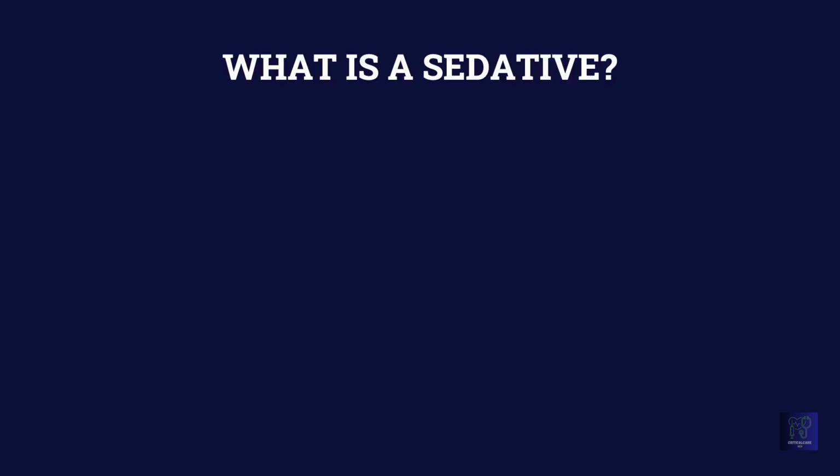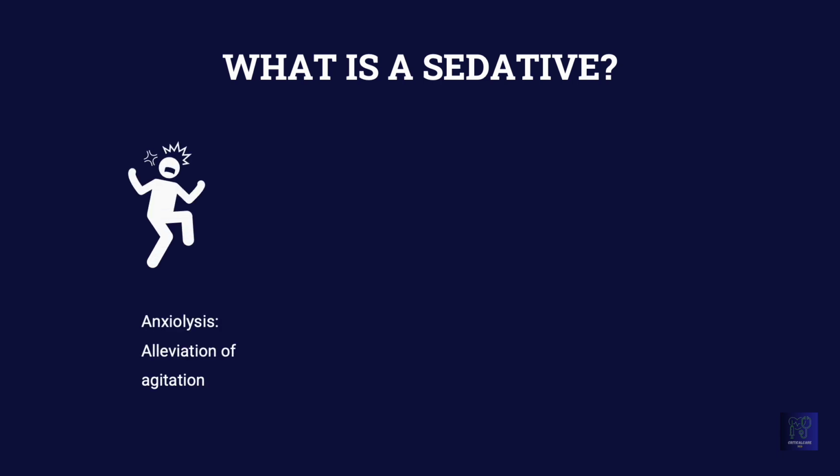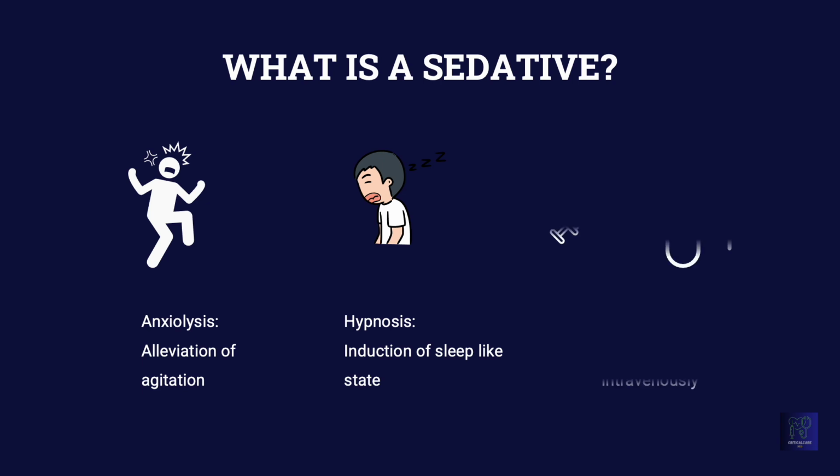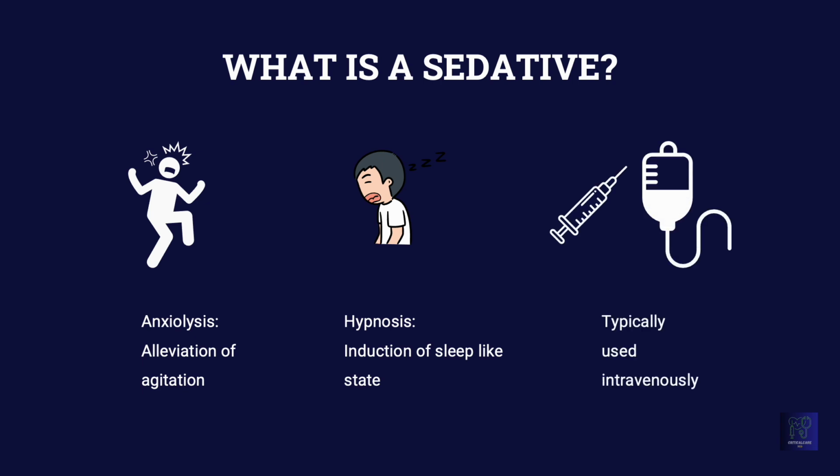There is no standard definition for a sedative, but generally speaking, it is a medication that treats anxiety. It also has additional effect of inducing a sleep-like state or depressed level of consciousness, especially at high doses. Finally, it's typically used intravenously. There are some oral agents available as well which have sedative effect, but we don't rely on them in ICU because of their unpredictable action compared to an intravenous medication which usually has a fast onset of action and is easily titratable.